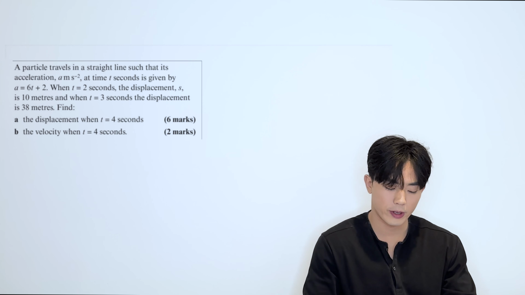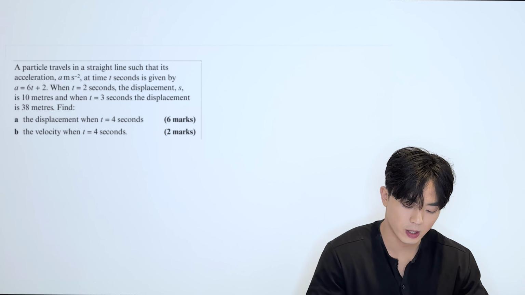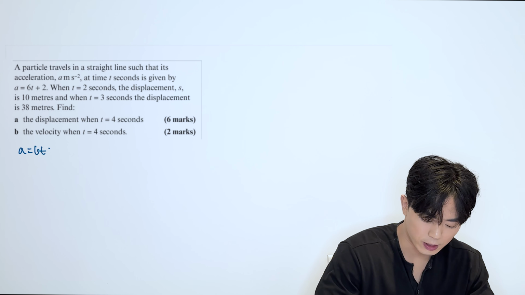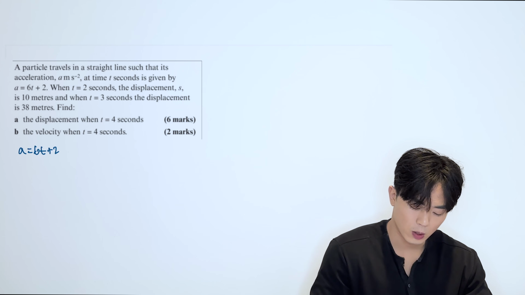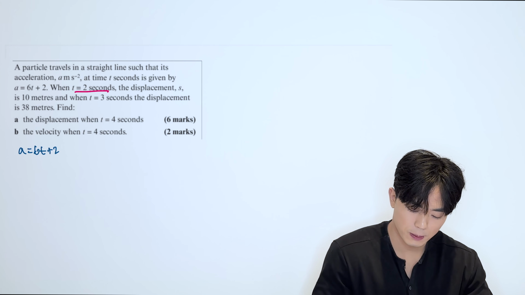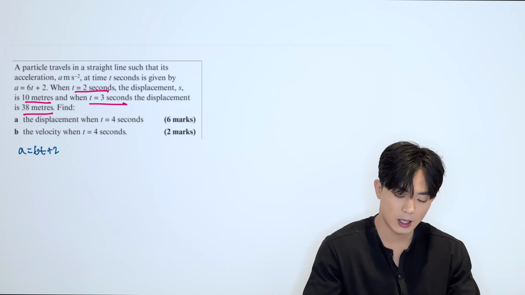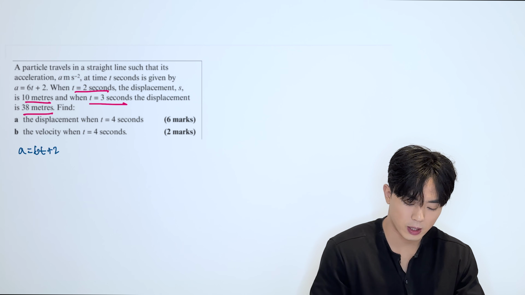Right, let's try another example here. A particle travels in a straight line such that its acceleration is given by 6t plus 2. So acceleration is 6t plus 2. When t is 2, the displacement is 10 meters. When t is 3, the displacement is 38 meters. So we're given two sets of conditions actually, and they're asking, find the displacement when t is 4.